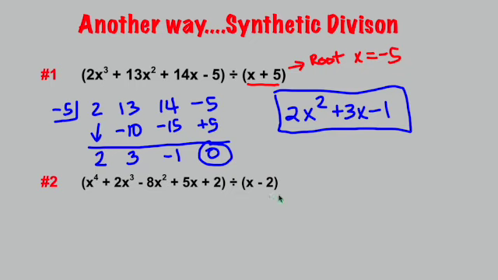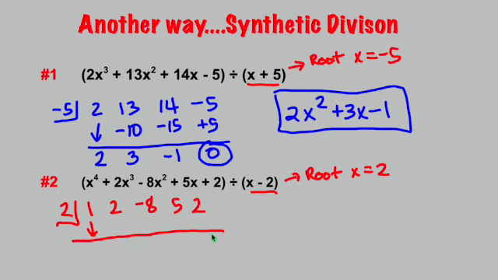Same thing over here. I would say to myself, well, if that's going to be my factor, my root would be x equals 2. And I'm going to use a 2 over here inside this little box here. And then I just carry down my coefficients. So I have a 1, I have a 2, a negative 8, a 5, and a positive 2. I'm going to go ahead and carry down my first leading coefficient. So there it is, 1. 2 times 1 is 2. Put it right here. Add these two together, I get a 4. 2 times 4 is 8. Add these two together, I get 0.